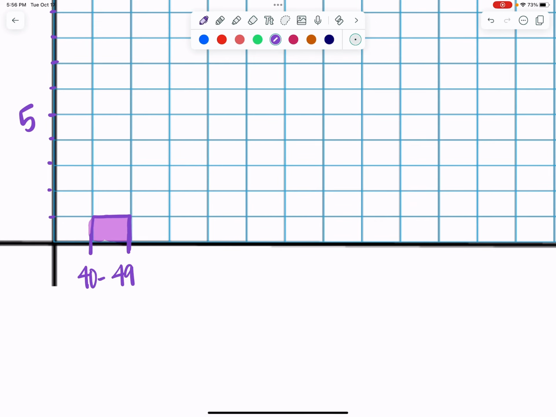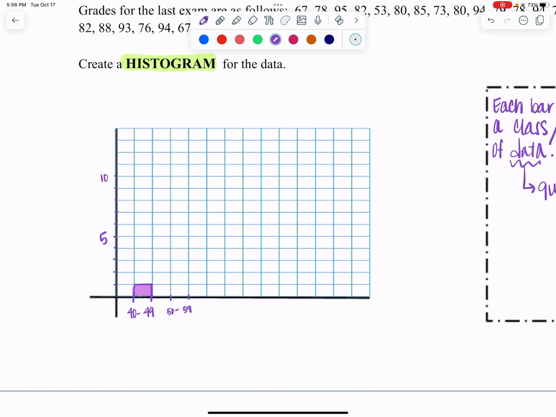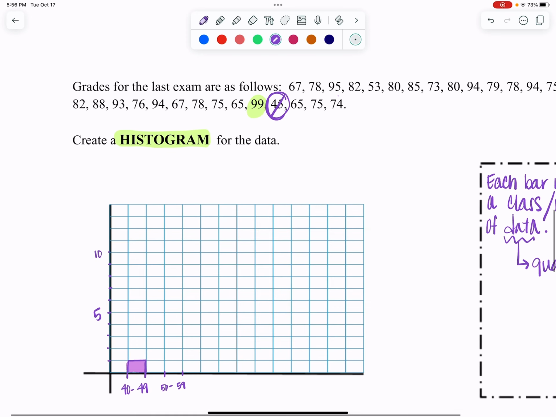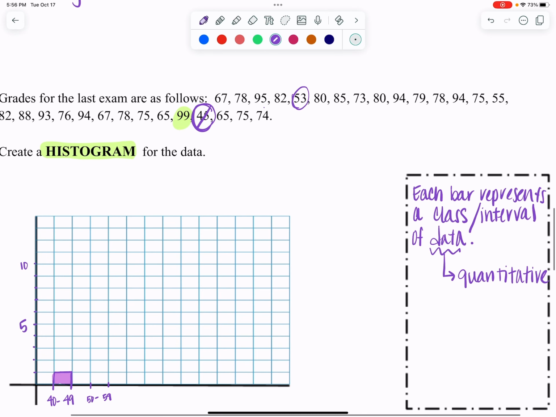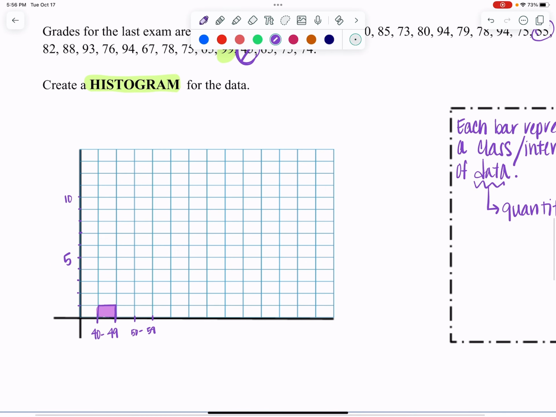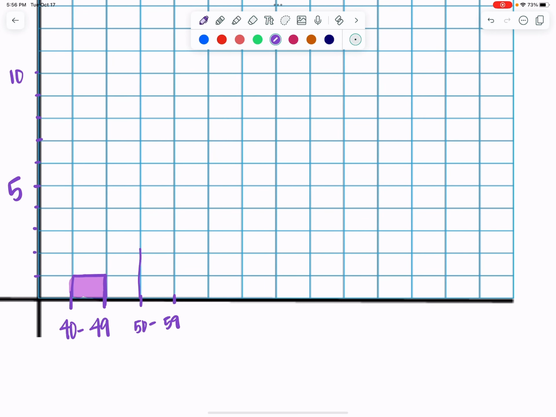So my next one won't start at 49, it's going to start at 50. So this one will go from 50 to 59. And I'm going to go get all of my data points between 50 and 59 inclusive. I'm going to cross out our 45 because we've already used it. Here's a 53. And a 55, that's 2. So I just have 2. So this rectangle will be 2 blocks tall.